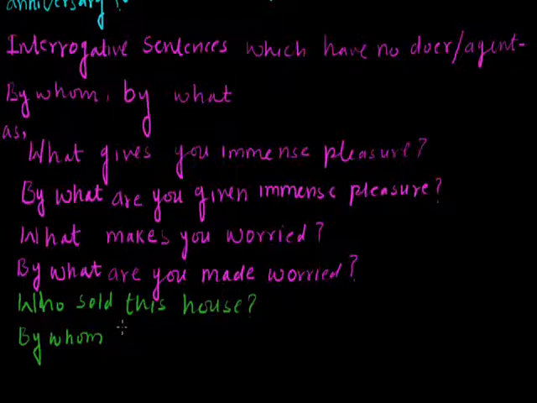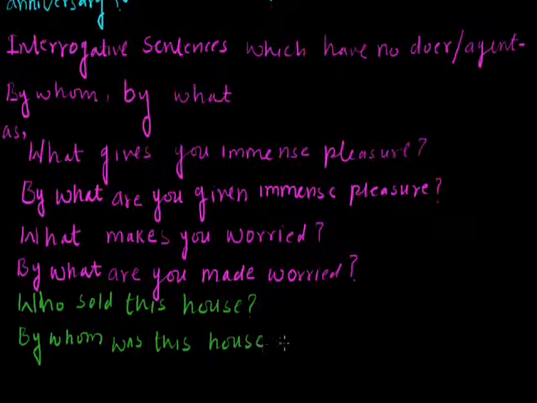Okay, first let us see what is the object in this sentence. This house is the object, and this house is singular. Okay, so we will use was. After by whom, then after was we will use the object. Okay, then the third form sold will be used.